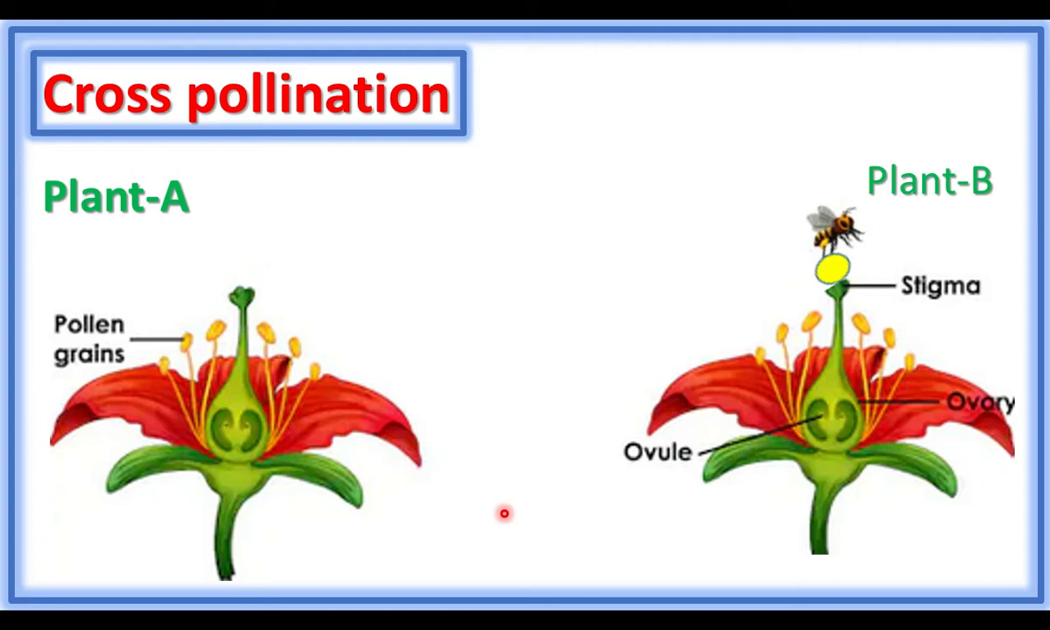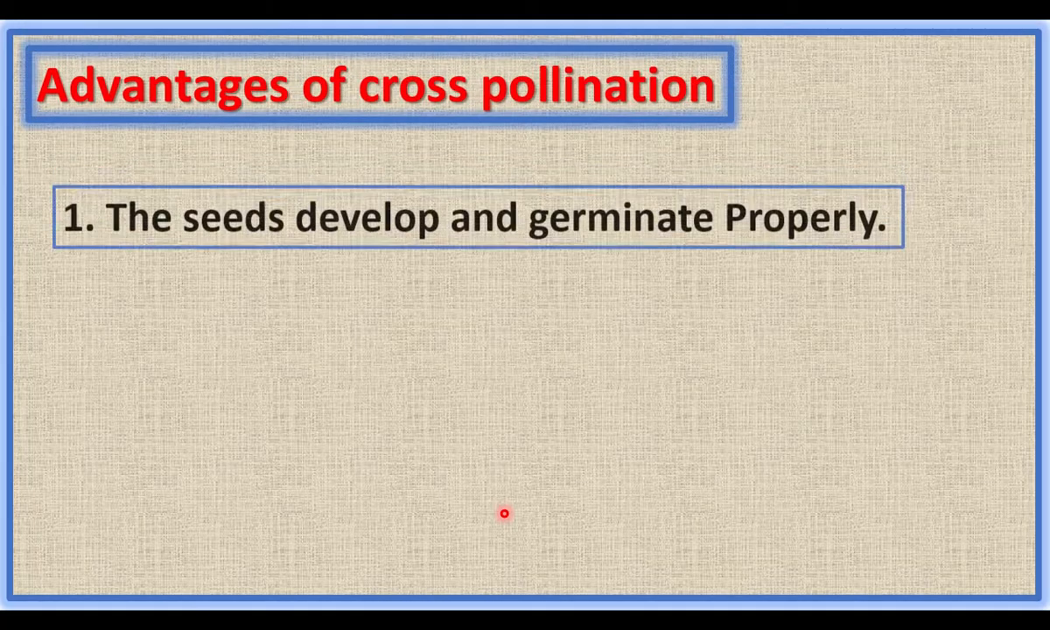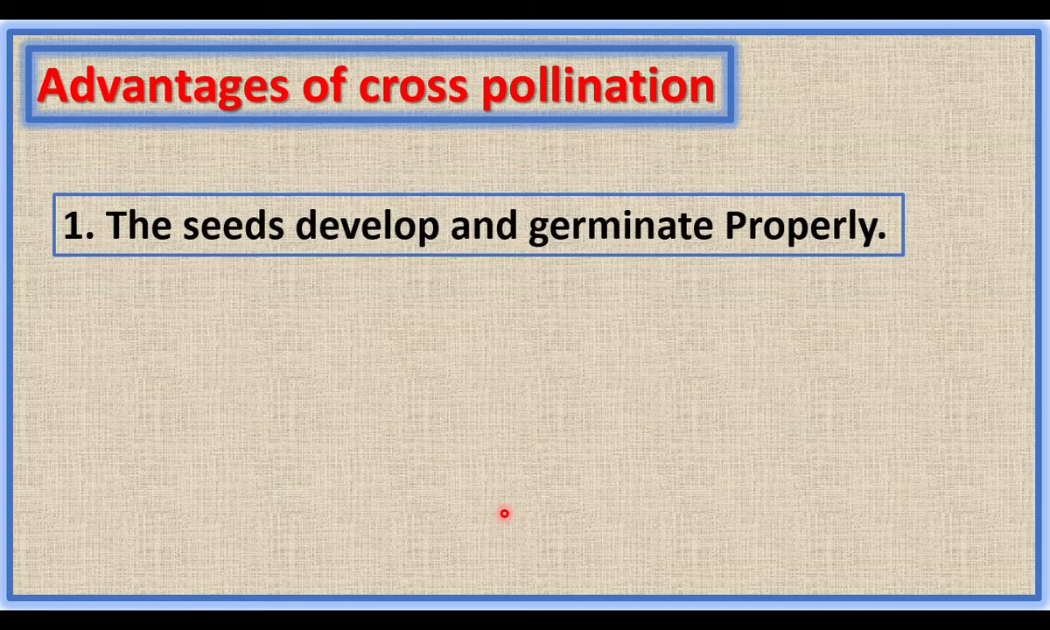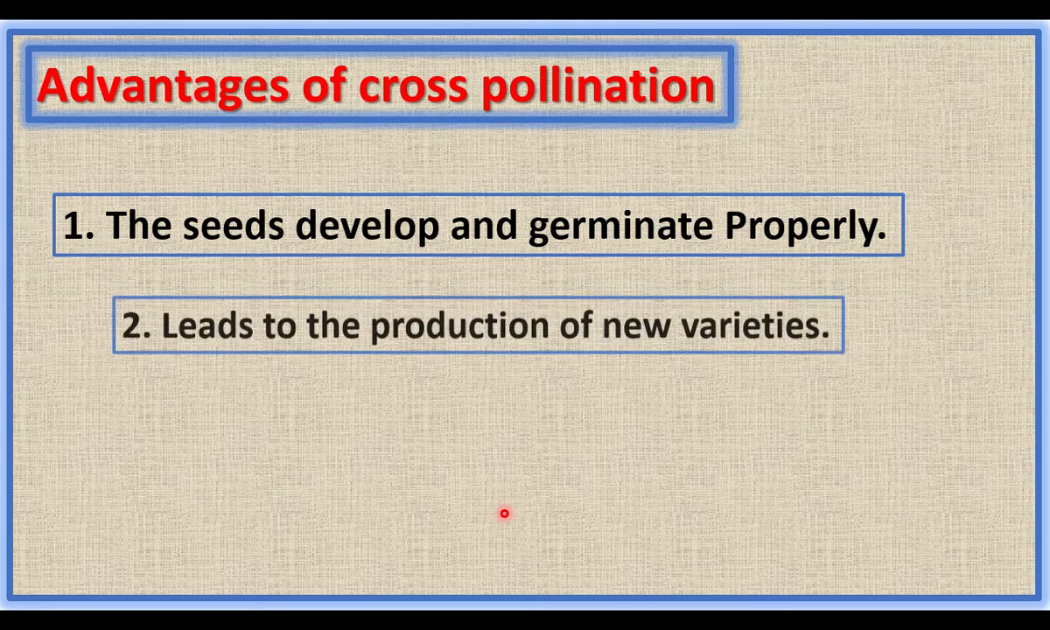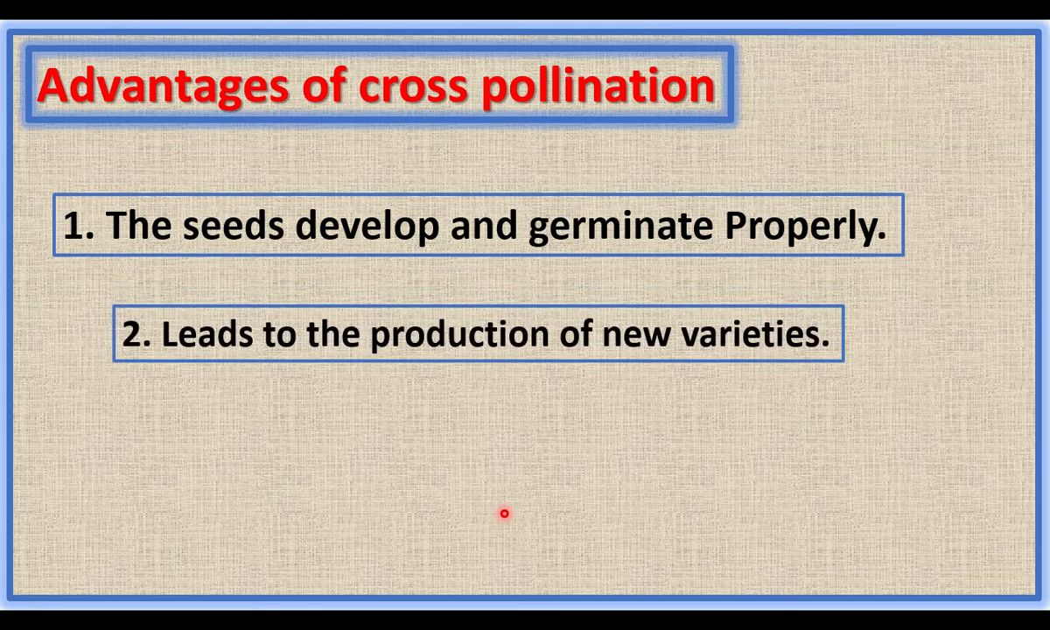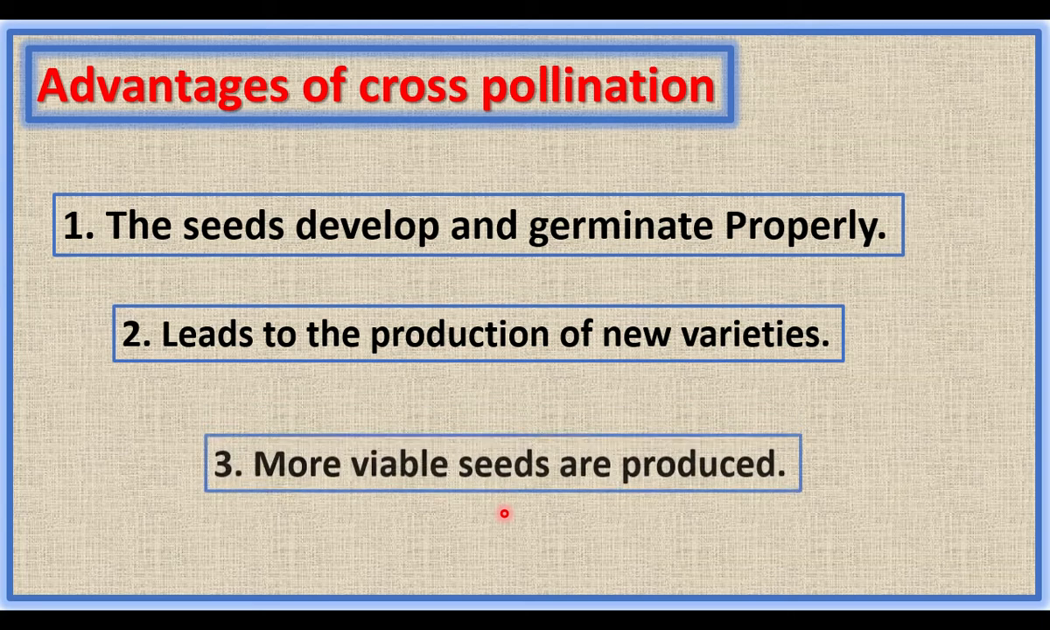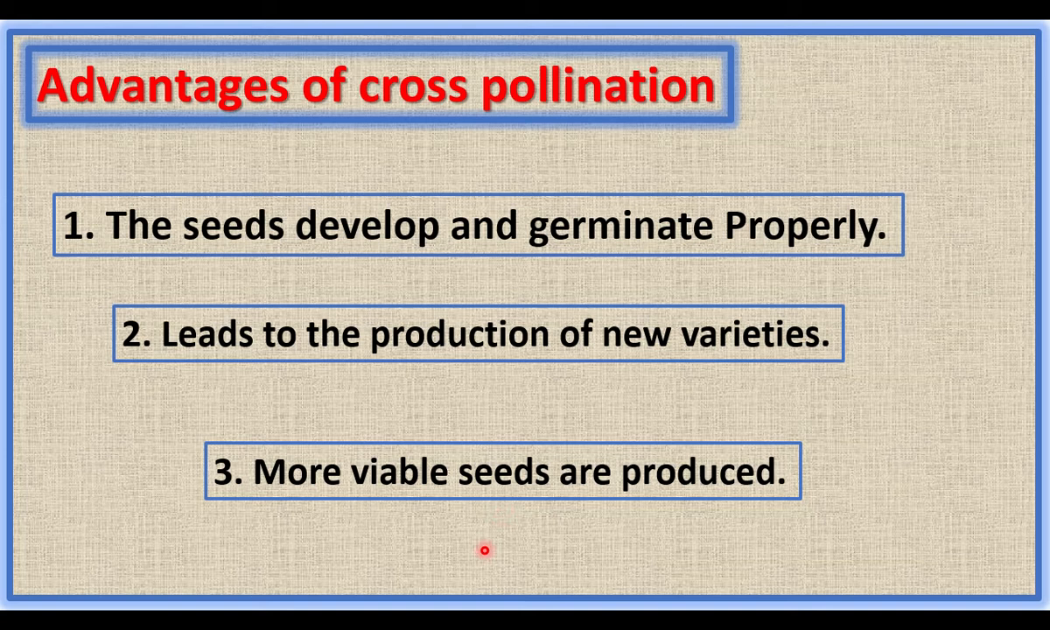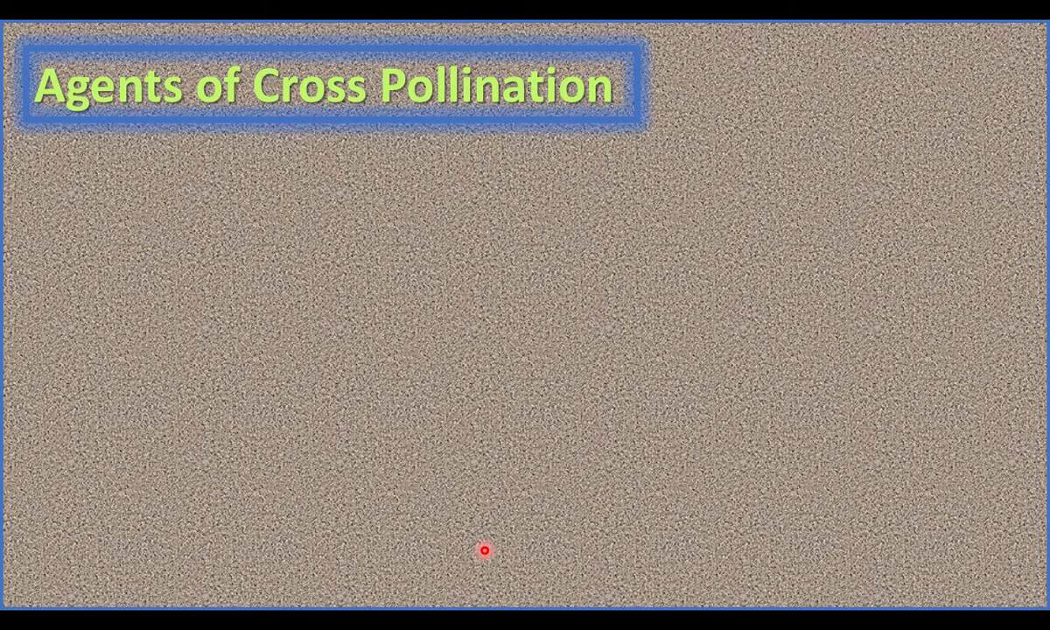Cross-pollination has a number of advantages. The seeds develop and germinate properly, and more good plants are produced. Cross-pollination leads to the production of new varieties. The pollen grain of one flower falls on the stigma of a flower of another plant, so new varieties are produced. More viable seeds are produced. The viable seeds germinate and produce new plants. Cross-pollination depends on agents.